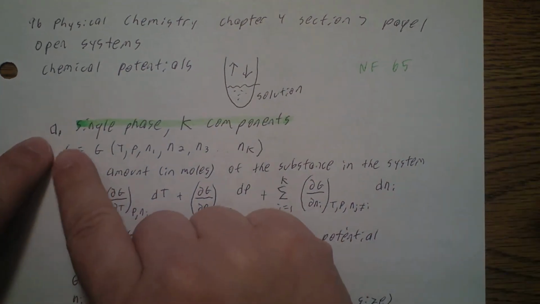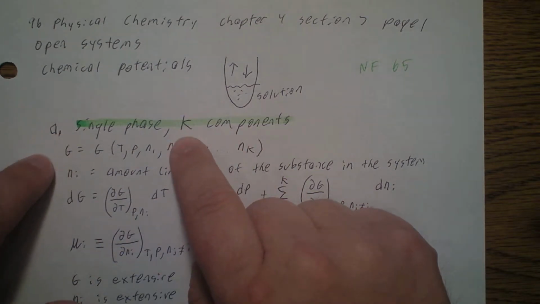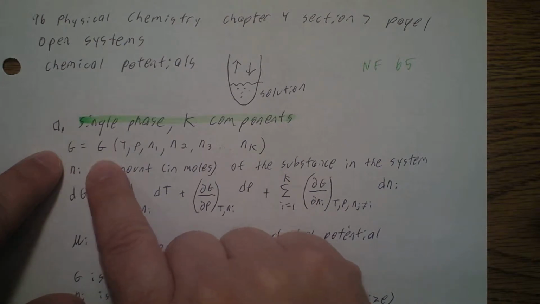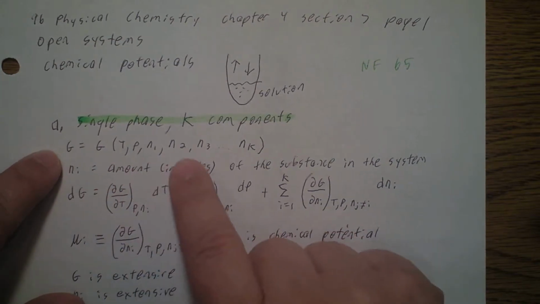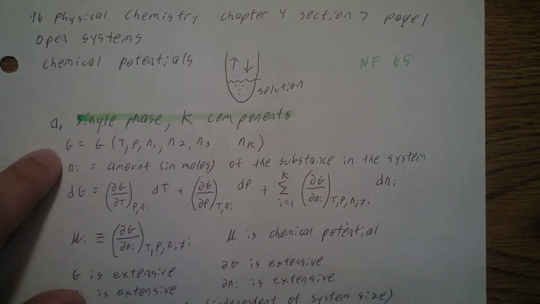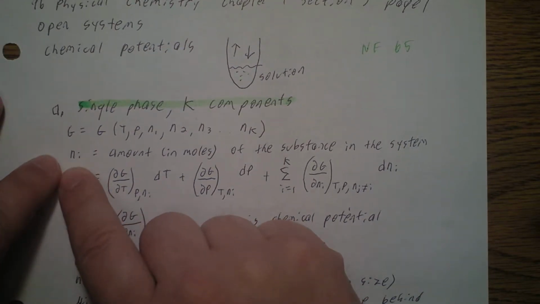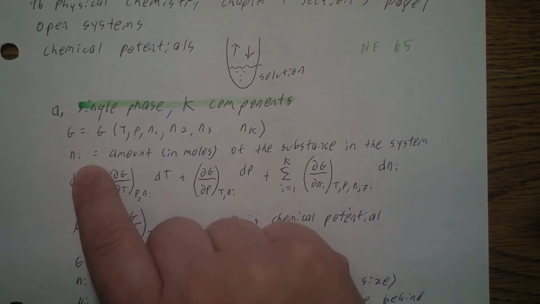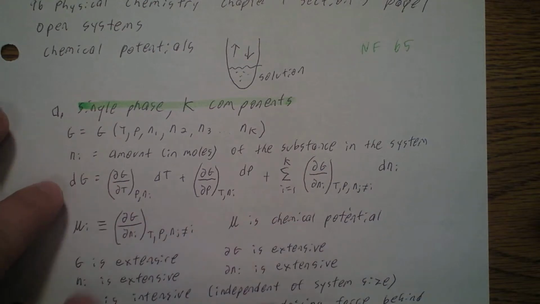First of all, let's say we have one single phase with K components. So K is the number of components. So we have the Gibbs free energy. The Gibbs free energy is going to be a function of temperature and pressure, but also the amount of substance 1, the amount of substance 2, the amount of substance 3, etc., all the way to the amount of substance K. So remember, lowercase n means the number of moles, and then subscript i means i for the substance, 1 for substance 1, 2 for substance 2, etc.